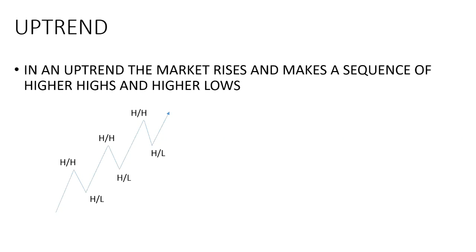And it goes back up, it breaks the high and creates a new higher high, retraces back, can't break that low, so forms a new higher low, and so on. That's how we spot the uptrend. That's why they say the market rises and makes a sequence of higher highs and higher lows.